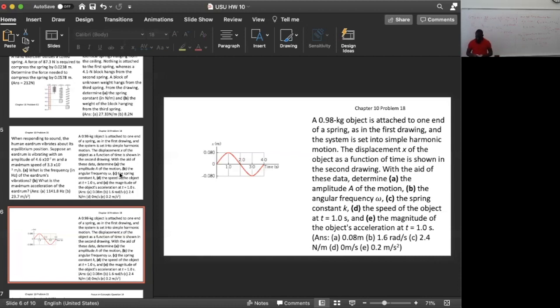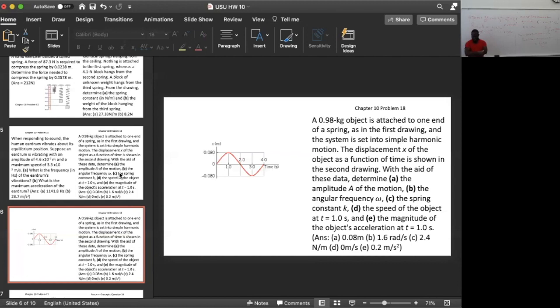So D, the speed of the object at t equals 1 second. So remember, at t equals 1 second, okay? So what is the speed there? First of all, the slope there is 0, so the speed there is going to be 0. So you have 0 speed there at that top, remember? So the speed there is 0 because it has no slope.